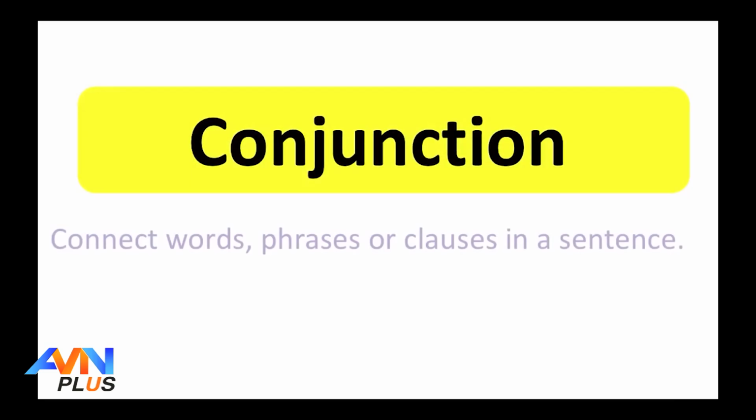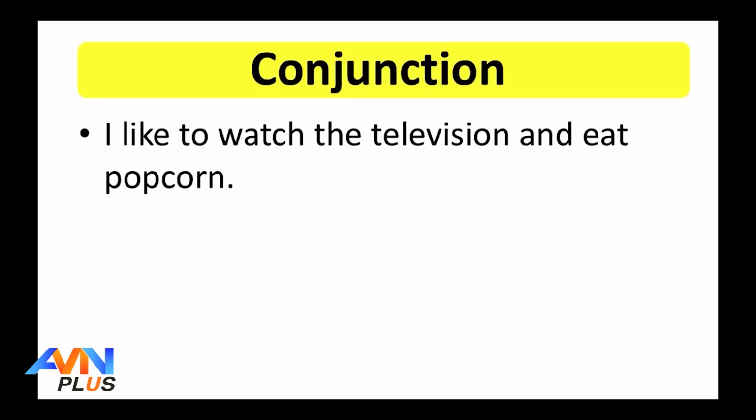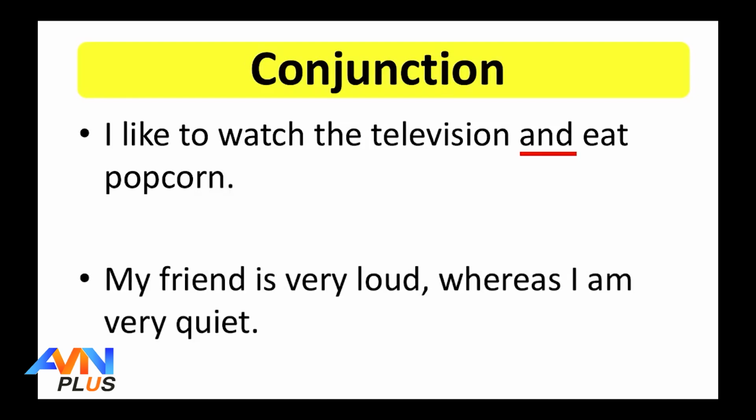Conjunction. Conjunction is used to connect words, phrases, or clauses in a sentence. For example, and, but, although, or. I like to watch the television and eat popcorn. The conjunction in this sentence is and. My friend is very loud, whereas I am very quiet. The conjunction in this sentence is whereas.